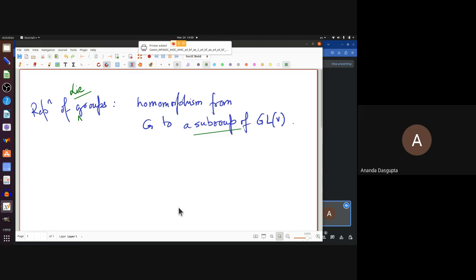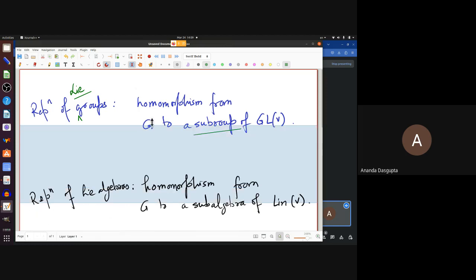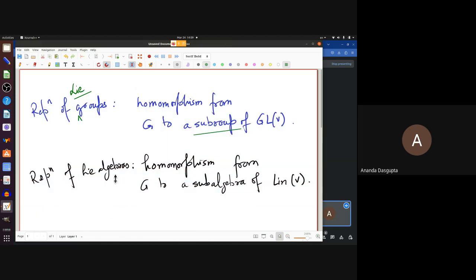Now, if you talk of algebras, essentially the same kind of thing happens. When you say it's a representation of a Lie algebra, it again is a homomorphism, not from G, but from the Lie algebra, let's say L, to a subalgebra of basically the Lie algebra corresponding to the group GLV. Remember, the elements in GLV are linear operations which take vectors to other vectors. Basically, LinV is nothing but the tangent space to that. That becomes even easier to understand when you think in terms of matrices.